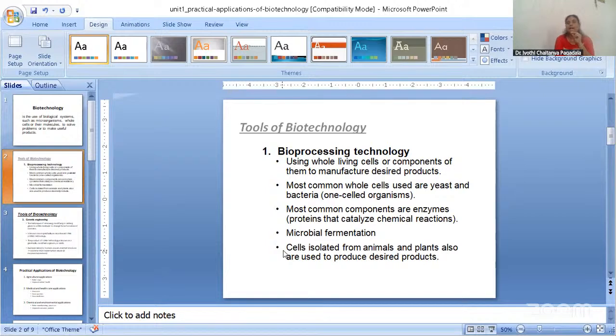Bioprocessing technology uses whole living organisms or components of them to manufacture desired products. The most common whole cells used are yeast and bacteria, mostly one-celled organisms. The most common components are enzymes, proteins that catalyze chemical reactions, microbial fermentation, and cells isolated from animals and plants, which are also used to produce desired products.